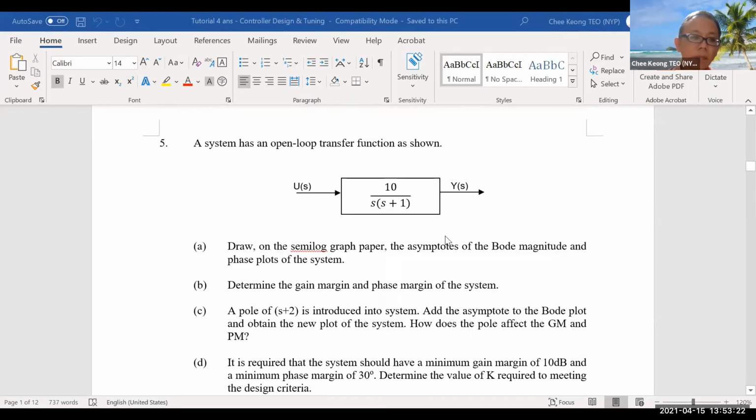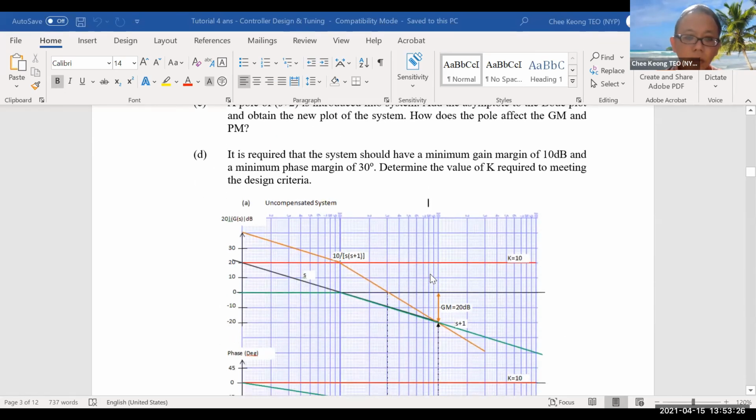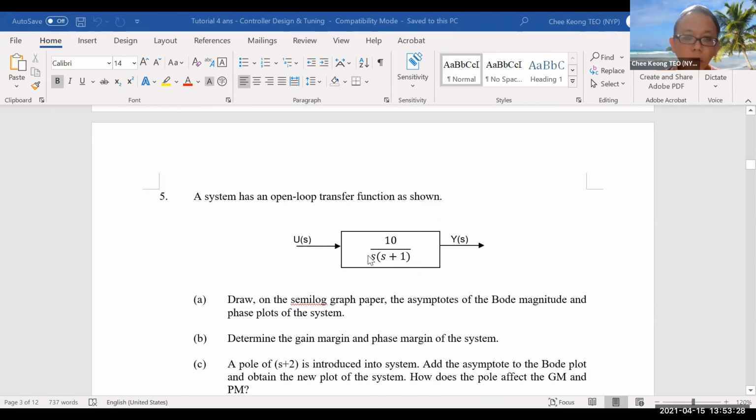Okay, let's present the solution for question 5, right? Now, question 5 is again this expression. So if we look at it, there is how many poles? 1 pole, 2 poles, right?